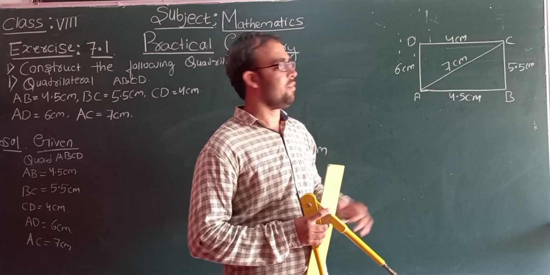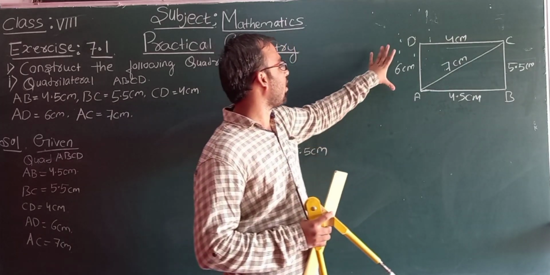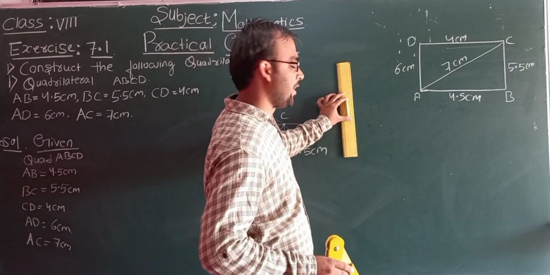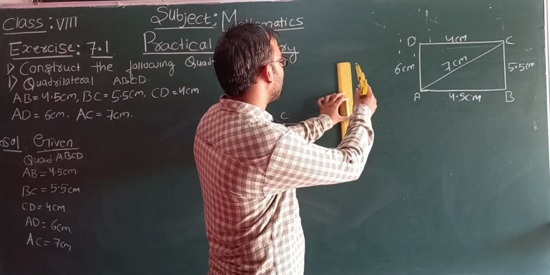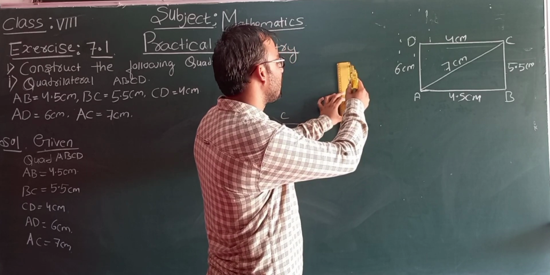Now students, what have we done? We have drawn AB and BC. Now we need to draw AD. How to draw? Again, take the scale. Set the compass to 6 centimeter.